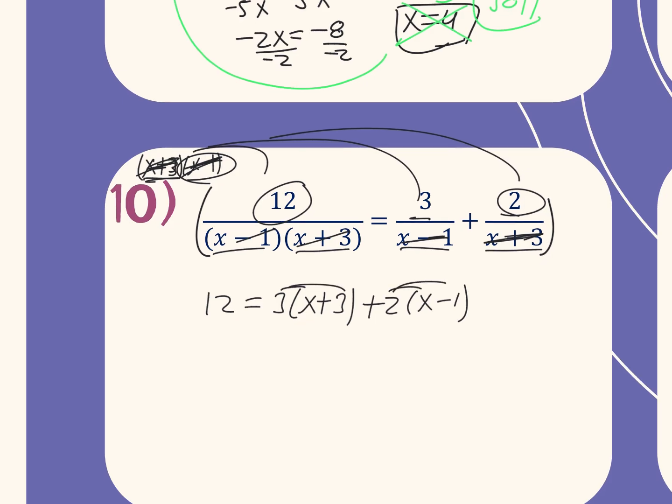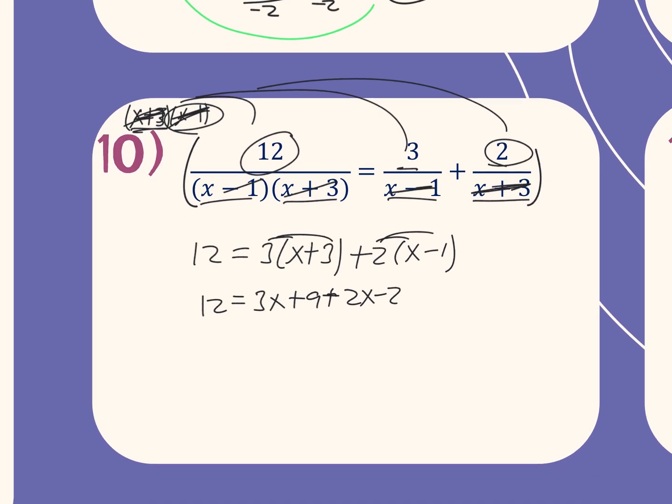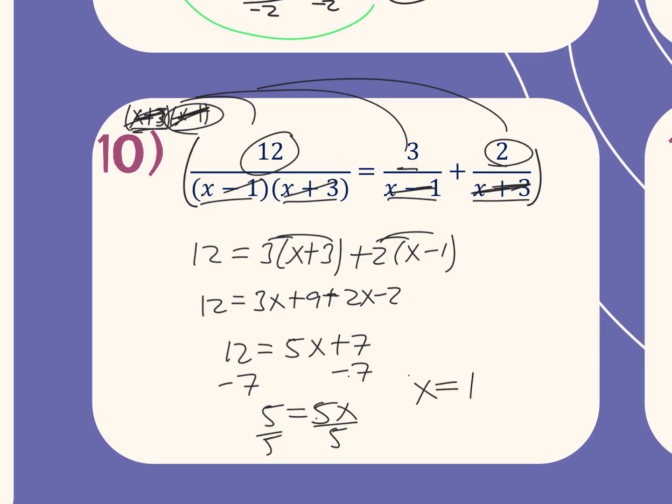And so again, just like all of these other ones, now that we don't have the fraction, it should be easier to solve. I get 12 equals 3x plus 9 plus 2x minus 2. Combine like terms and then solve. So I should get 12 equals 5x plus 7. Subtract 7 on both sides, and I should get 5 equals 5x. Divide by 5, and then I get x equals 1.